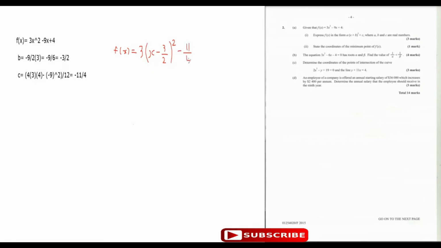Nice and easy. And that's f of x. Then it asks us now to state the coordinates of the minimum point of f of x. So let's state that now.